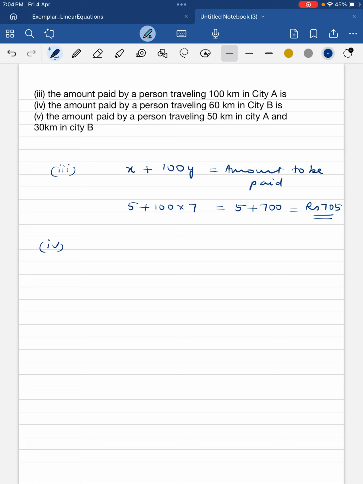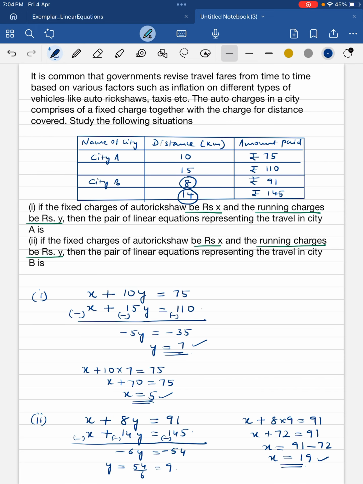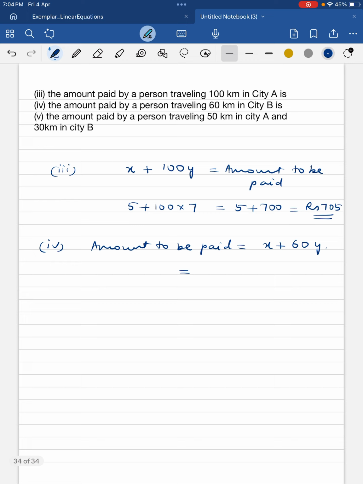Now in the fourth part of the question, they've asked us to find the amount paid by a person traveling 60 kilometers in city B. The amount to be paid would be equal to x plus distance times y. This time we'll have to pick the values for x and y from city B, which is x is 19 and y is 9. So 19 plus 60 times 9. That's 19 plus 540, which is equal to 559 rupees.